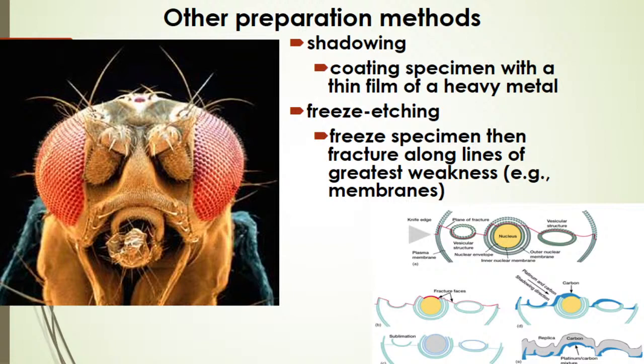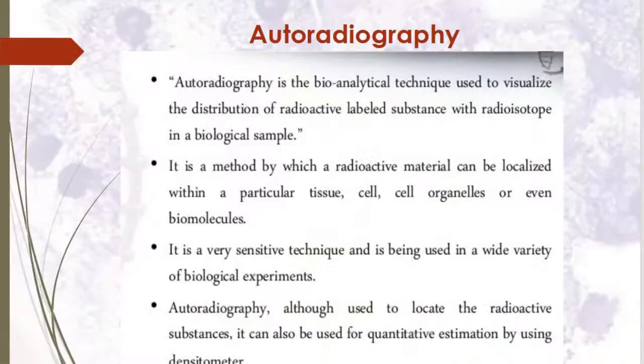Another preparation method is shadowing. For investigations of insects and some organs, we coat the specimen with a thin film of heavy metal. In this case, we can investigate the three-dimensional image fully, and colorize with special techniques. Then freeze etching: the specimen is fractured along lines of greatest weakness after freezing with liquid nitrogen. As a result, we can see the structure of three-dimensional nuclei and mitochondria.